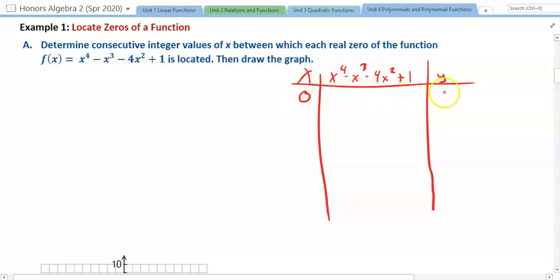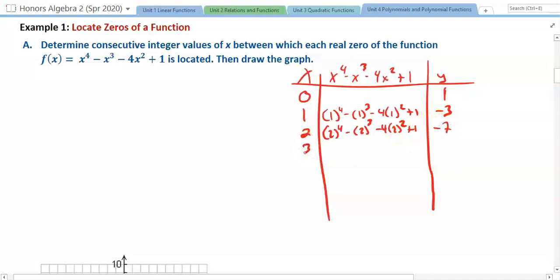If I plug in 0 for all this, I'm going to get 1, because all these become 0 except for the constant. If I plug in 1, we're going to get 1 to the fourth minus 1 cubed minus 4 times 1 squared plus 1. So that's 1 minus 1, that cancels. This is negative 4 and plus 1, so that's negative 3. At 2, we'll plug everything in: 2 to the fourth minus 2 cubed minus 4 times 2 squared plus the 1. That's 16 minus 8, so that's 8. That's 4 times 4, so that's another 16. So actually these 16s will cancel. We'll get negative 8 plus the 1 will give us negative 7.